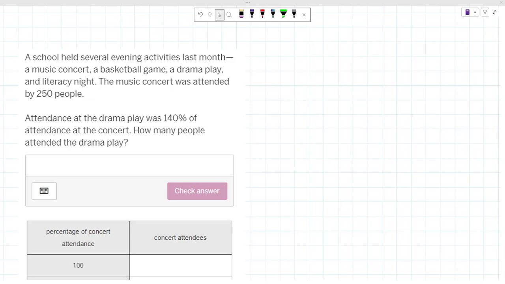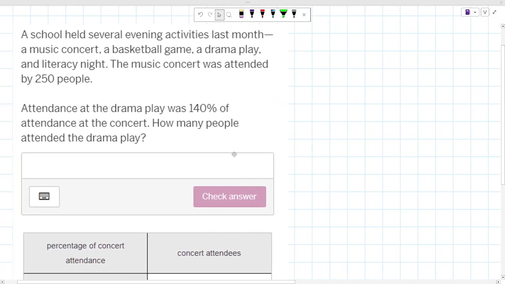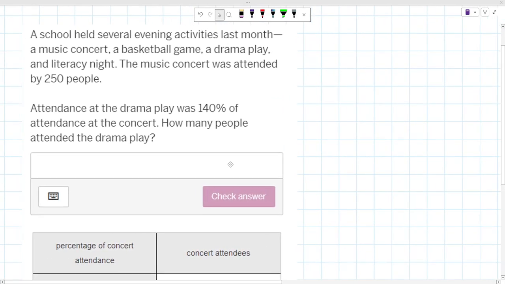It says, a school held several evening activities last month. Let me zoom in. A music concert, a basketball game, a drama play, and literacy night. The music concert was attended by 250 people. Attendance at the drama play was 140% of attendance at the concert. How many people attended the drama play?